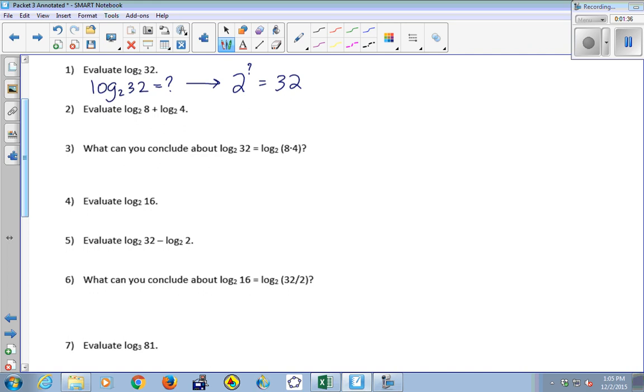So my base is 2. The exponent, the other side of the equal sign, is what I don't know, equals 32. All right, what do you raise 2 to make 32? The fifth, right? So my answer is just 5. Okay. Log base 2 of 32 equals 5. I'm going to write that out, actually. Log base 2 of 32 is 5.